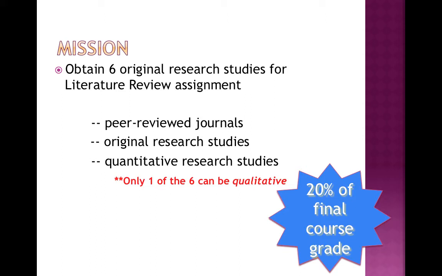You can only use a certain type of article for your articles that you review in your paper. These articles must be original research studies, either exploratory, descriptive, or explanatory designs, published in peer-reviewed journals, and they must be quantitative studies. Only one of your 6 required studies, maximum, can be qualitative.